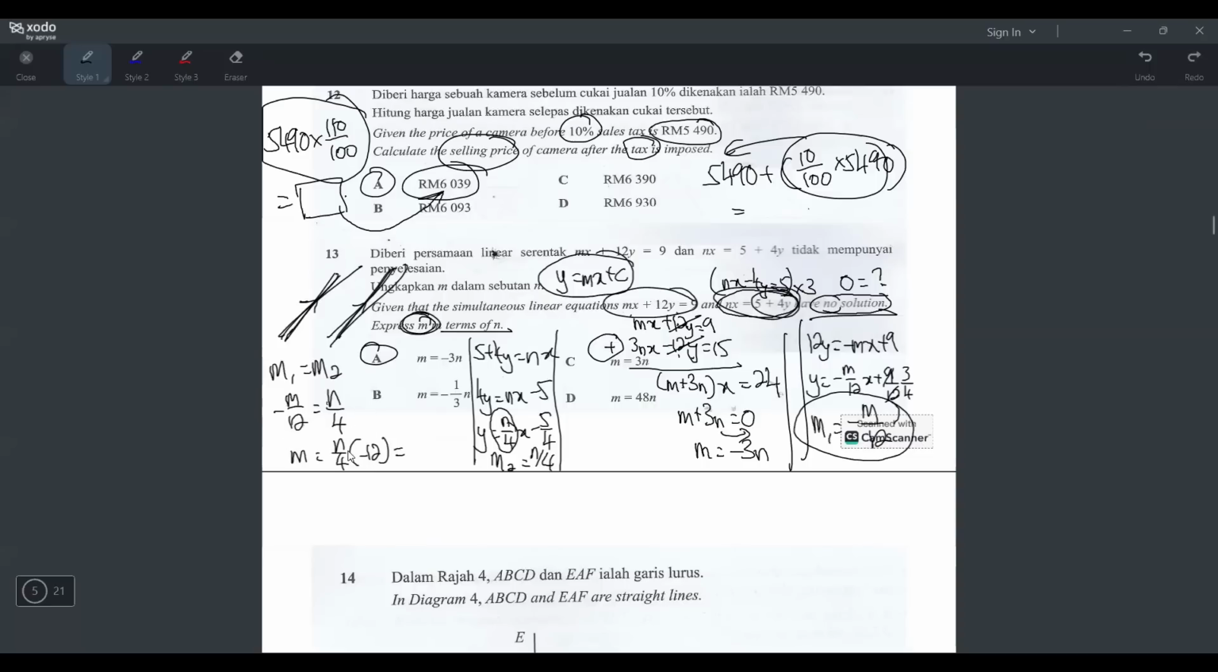So bila you darab macam tu, you akan dapat negative 3n, and the answer is same with the answer I did using the first method. Okay, sebab bila ambil 12 bahagi 4, you potong-potong tinggal 3 sini. So negative 3 times n, negative 3n. So the answer is A also lah.